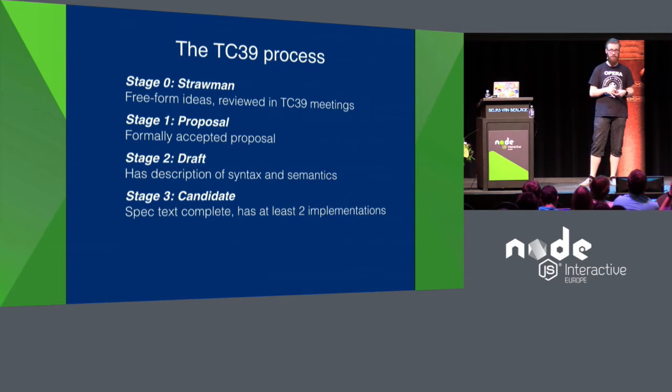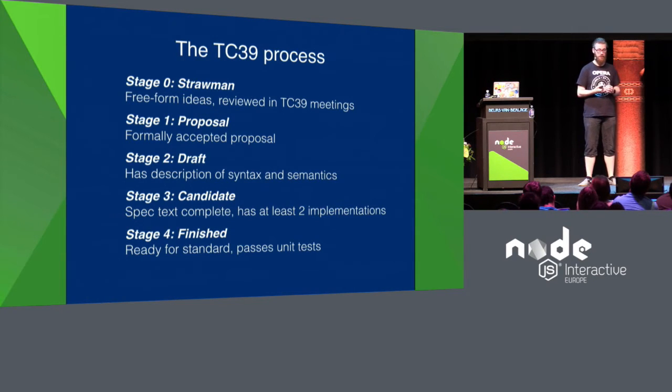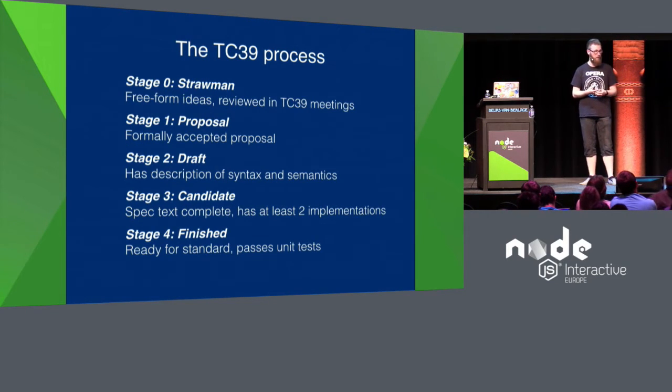After that, after the spec text is complete and has at least 2 implementations behind the flag, like in Node.js or in Chrome, and then it's finished. It's ready for the standard, and it passes the unit tests. When it's finished, it means that it can come into the next yearly iteration of ECMAScript.